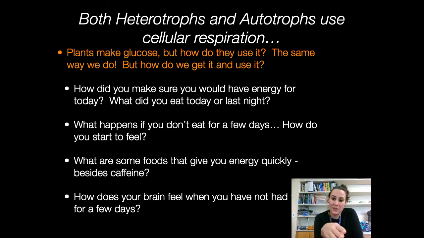And as photosynthesis takes sunlight, CO2, and water and turns it into glucose, cellular respiration slowly dismantles glucose and turns it into usable energy for your cell, which is ATP. But think a little bit about this. How did you make sure that you would have energy for today? Or what did you eat today? Or even last night if you're not a morning person, right?